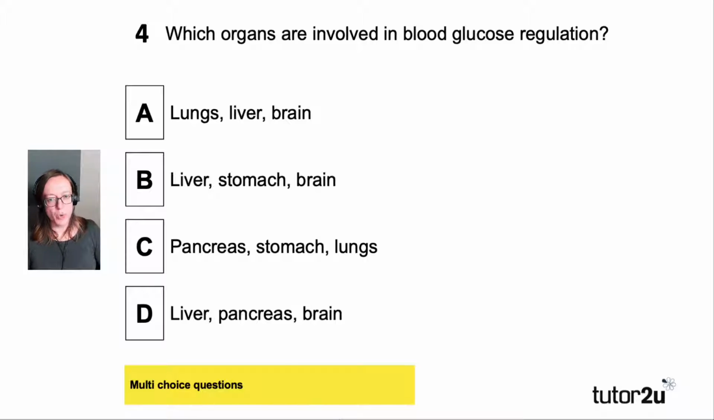Okay, number four, which organs are involved in blood glucose regulation? A, lungs, liver and brain, B, liver, stomach and brain, C, pancreas, stomach and lungs, or D, liver, pancreas and brain. So just take a moment to think about what happens during blood glucose regulation and which three organs are involved in that. A, B, C or D.